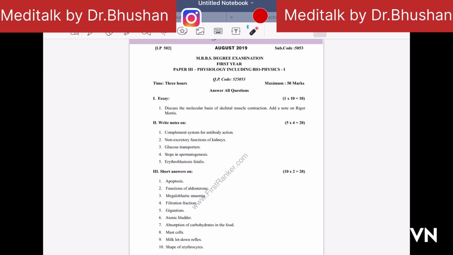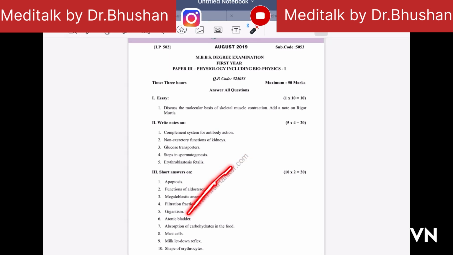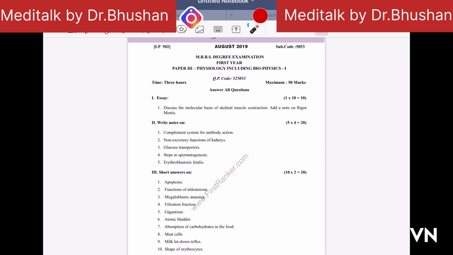Section 3, apoptosis. Second is function of aldosterone, megaloblastic anemia, filtration fraction, gigantism, atonic bladder, absorption of carbohydrate in food, mast cell, milk let-down reflex, and shape of erythrocytes.